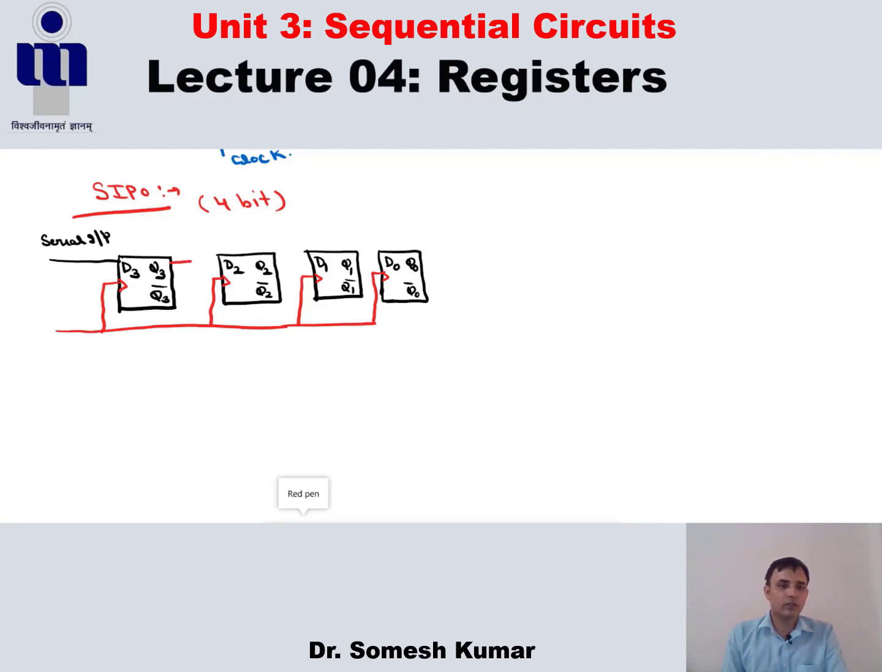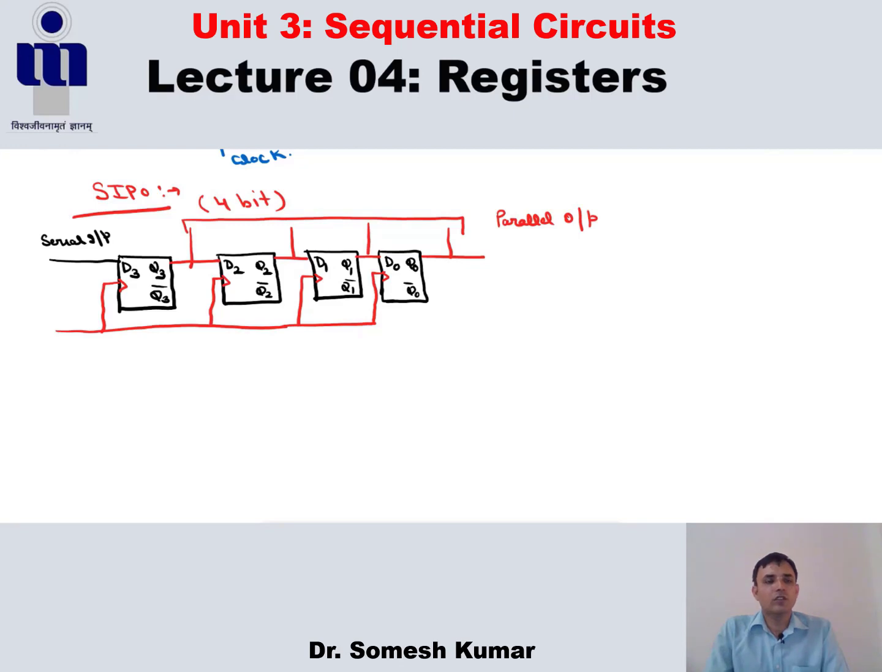So here also Q3 is given to the next flip-flop, and so on. Now this is similar to the SISO, but what is the difference? The input in SISO and SIPO is the same serial input, but in this SIPO we are getting a parallel output. So this is our first output, second output, third output, fourth output. All these 4 are the parallel output. So this is the difference between SISO and SIPO.